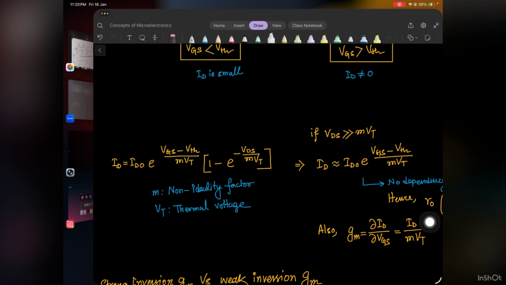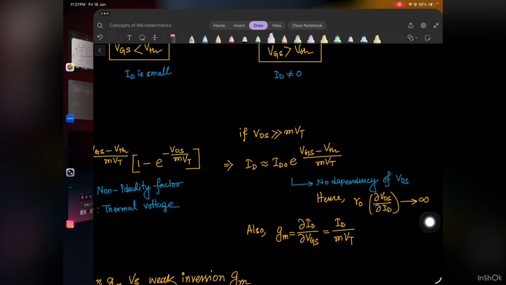Now, as far as analog circuits are concerned, we can remember this equation, where the drain current is represented by this equation. Here ID0 is a constant and it is dependent on VGS, the threshold voltage VTH, and the thermal voltage VT. Also note that M is the non-ideality factor. It is between 1 and 2, and it is also dependent on the drain to source voltage. Now, if the drain to source voltage is much higher than M times VT, you can ignore this part and approximate ID as this. As you can see, there is no dependency on VDS in this equation.